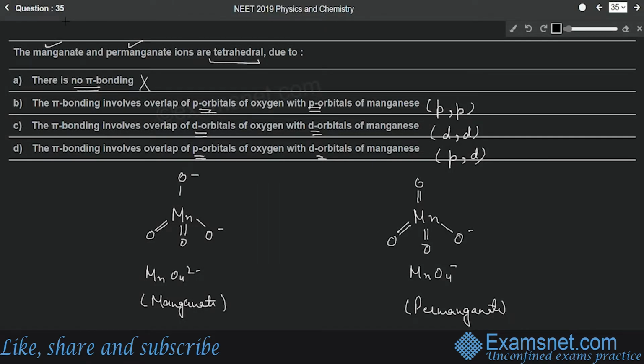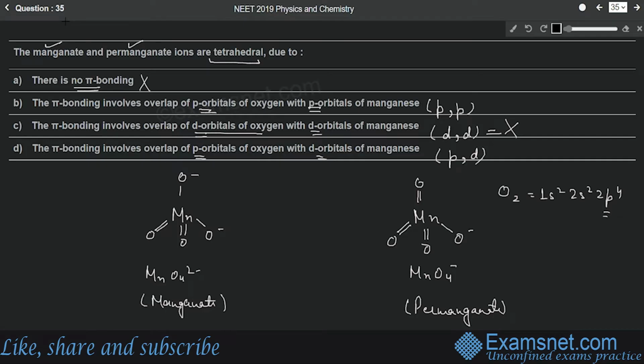Okay. Now we know that the electronic configuration of oxygen is 1s2, 2s2, 2p4. Okay. So is there any d orbital here? No. Only p orbital. Means still p orbital. So this cannot be the correct answer. The third one, here it is given that d orbitals of oxygens are involved. So if oxygen does not have any d orbital, how can it be involved? So this is also not true.